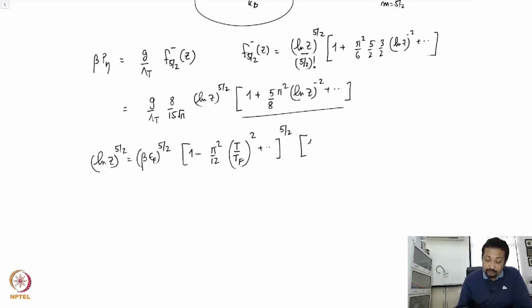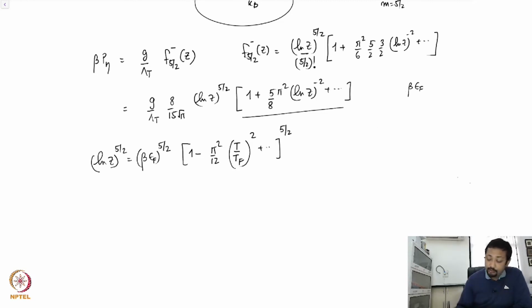And in this term, since I am looking at the leading order correction, I am just going to replace this ln z as beta epsilon_F, which is (T over T_F) squared plus higher order terms. Sorry, okay, this discussion comes a little later.